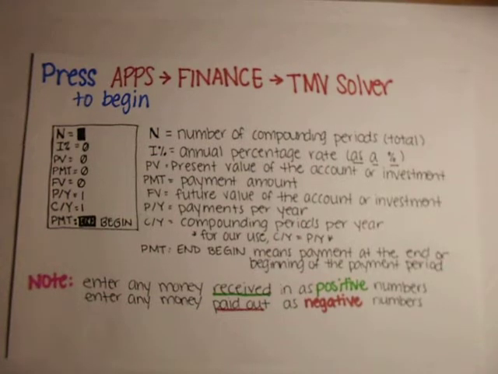Present value of the current account or investment is PV. PMT is the payment amount. FV is the future value of the account or investment. P/Y is payments per year. C/Y is compounding periods per year. And for our use, C/Y and P/Y will be equal.